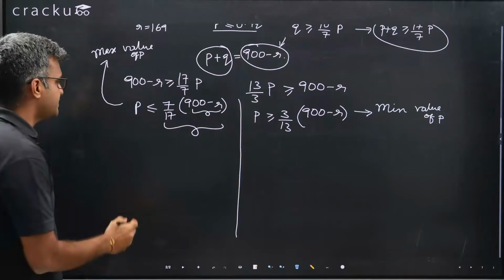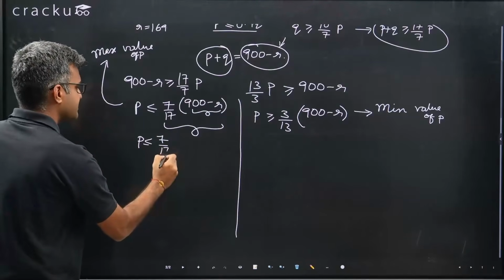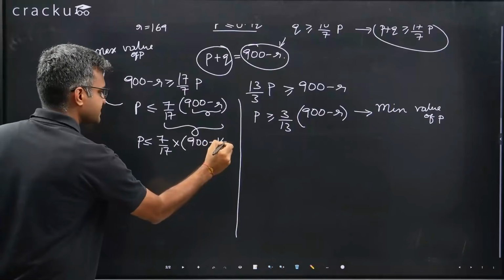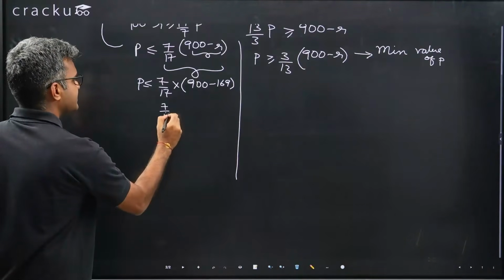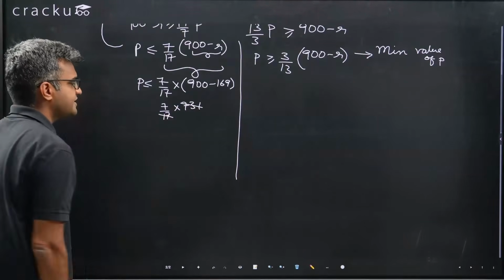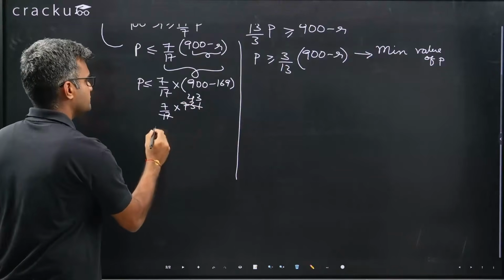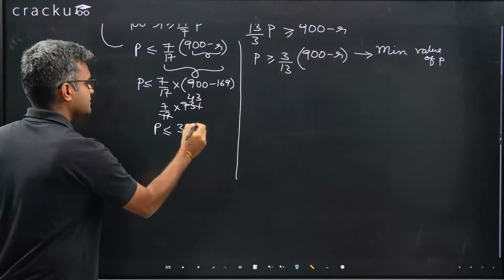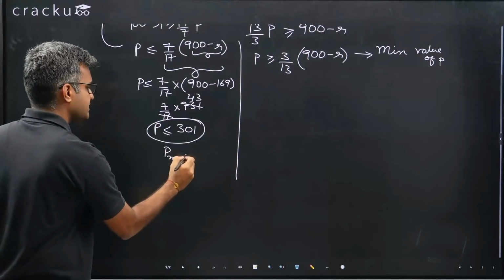So if I substitute that, p is less than or equal to 7 by 17 into 900 minus 169. This is equal to 7 by 17 into 731. 731 divided by 17 is 43. So p is less than or equal to 7 into 43, which is 301. So the maximum value p can take is 301.